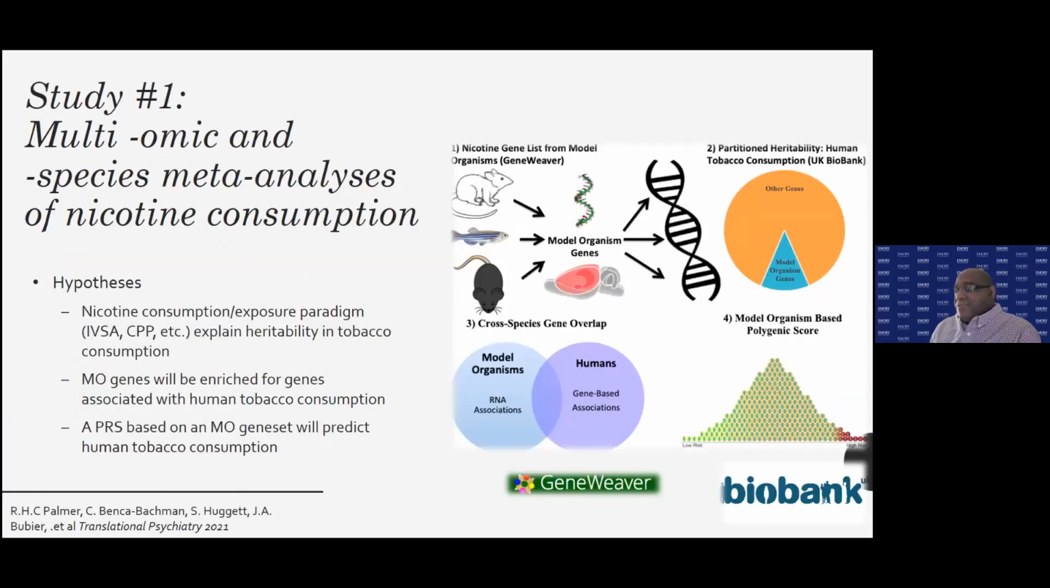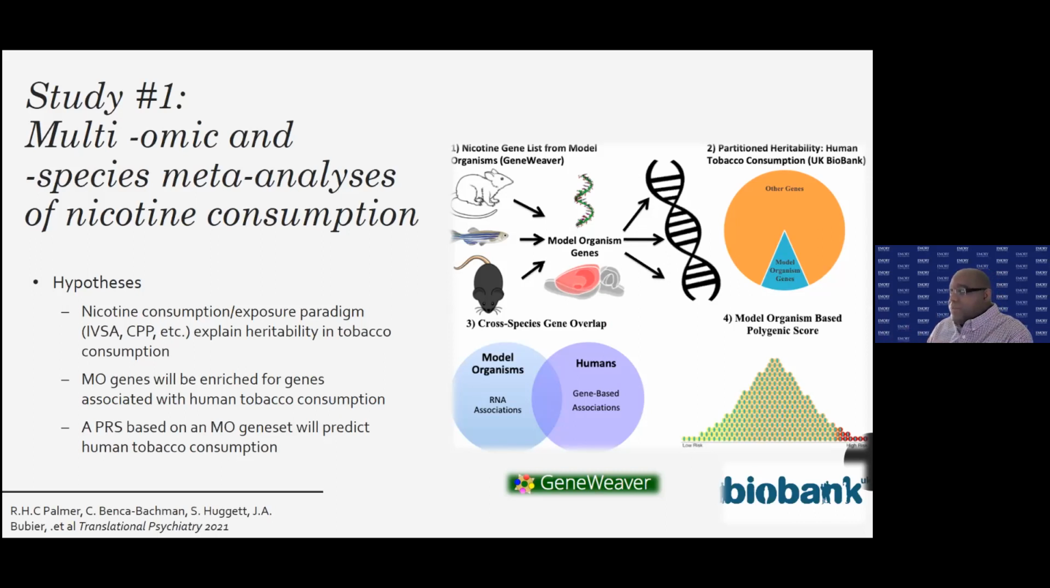And so the first study I'd like to talk about was just recently published in Translational Psychiatry last month. It uses an integrated framework to investigate how genes that are associated with nicotine use in model organisms also contribute to the genetic architecture of human tobacco consumption. In this study, we tested 3 hypotheses. The first one being that DNA variation, both in the set of genes or around the set of genes, actually contributes to the heritability of human tobacco consumption. The second was that the model organism genes that we identified would be enriched for genes that are associated with human tobacco consumption.